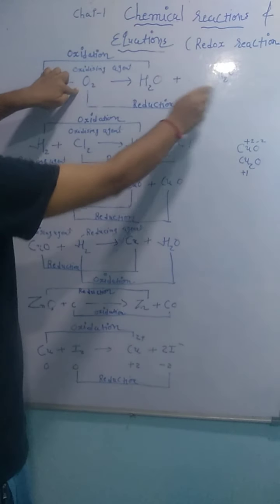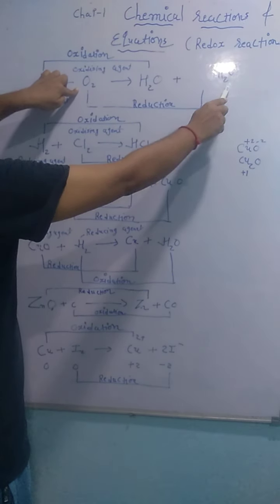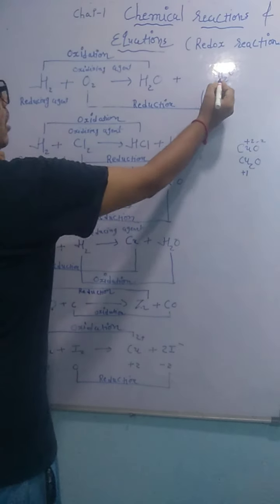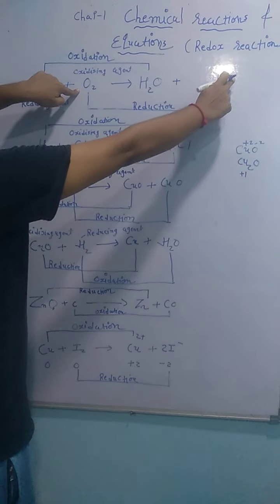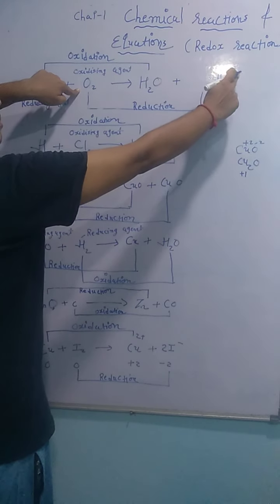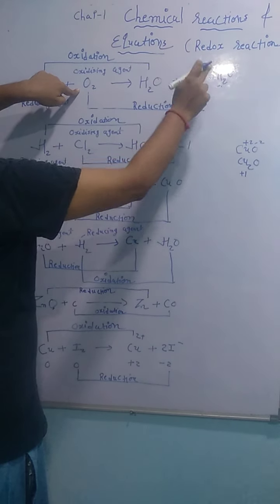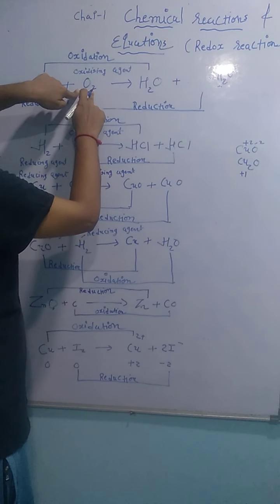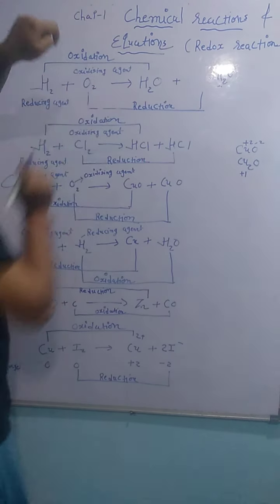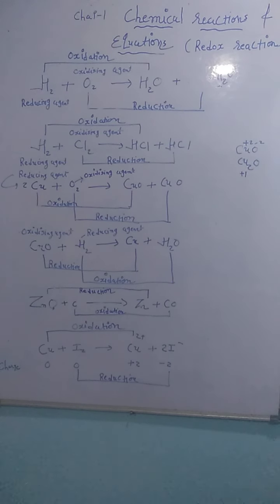Now compare the second thing: oxygen and water. What is the different thing? Hydrogen is added and oxygen is removed. Addition of hydrogen is called a reduction reaction. So O2 is undergoing the reduction reaction, so O2 is the oxidizing agent. Okay, get it? We will go on to the second reaction.